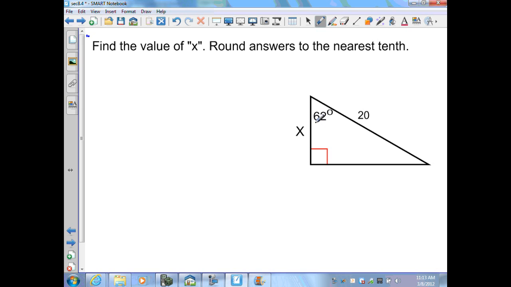Here they have one angle for us, which is 62 degrees. I'm going to show this example both ways: by solving with the 62-degree angle, and by using the other acute angle found with the triangle sum theorem. Let's start with the 62-degree angle and identify the sides based on that angle.